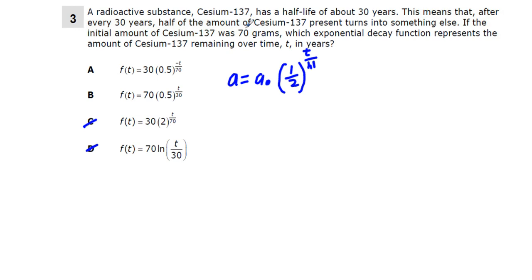And what is your starting amount? The initial amount is 70 grams. Anything that doesn't have an initial amount of 70 grams is also eliminated. See, it says A sub 0 has to be 70, right? So that leaves answer choice B, and you should be able to see that that's the time over the half-life, and the half-life is about 30 years. So B is our correct answer.